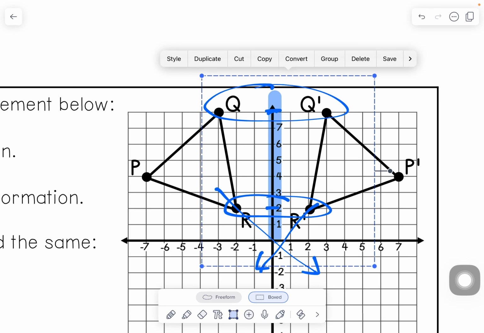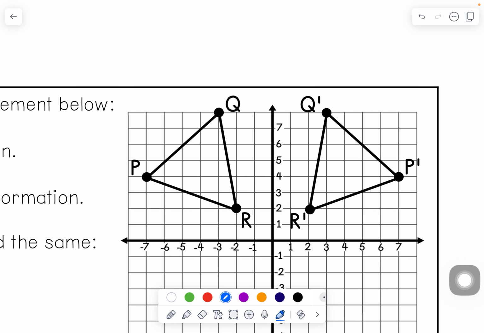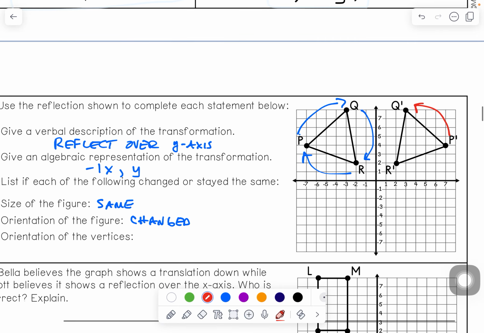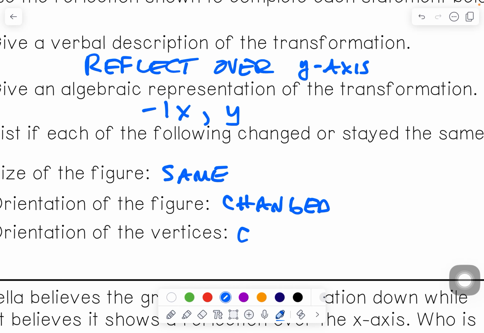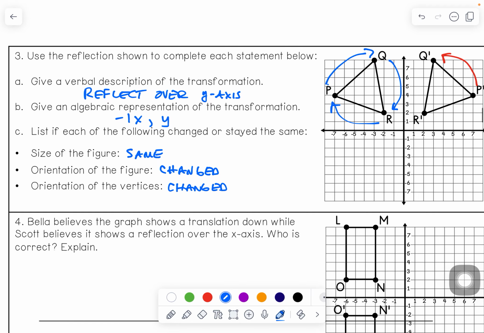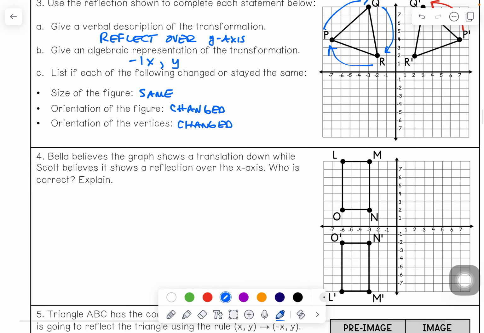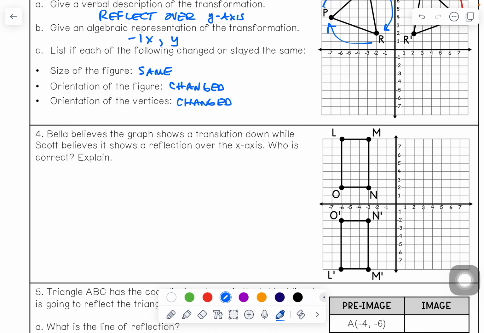So notice here, if I start at M and I go to N, that's clockwise, to O, to L, to M, that's clockwise. If I start here at M and I go clockwise, my next point would be L, too, not the same order. So the orientation has changed. The other way you can tell is by trying to find that mirror line. Notice if it was a translation, if it was a slide, that means O, the bottom left corner, would still be the bottom left corner. And that's not the case. So Scott is correct.